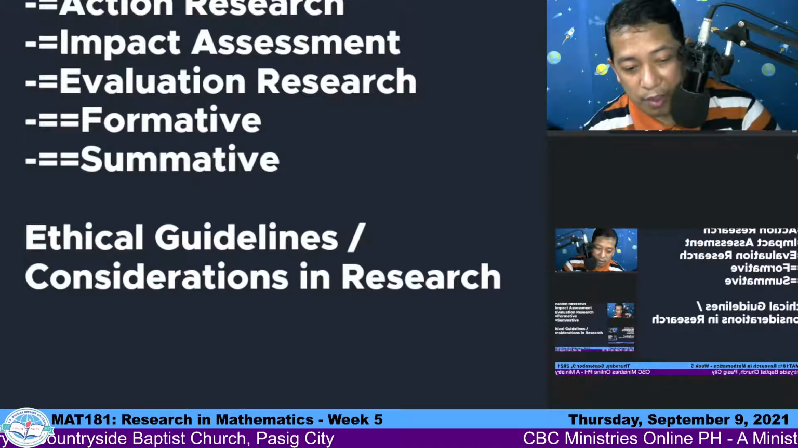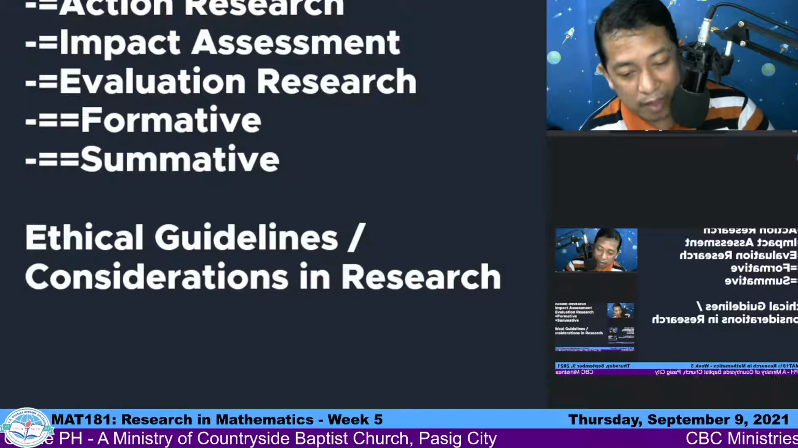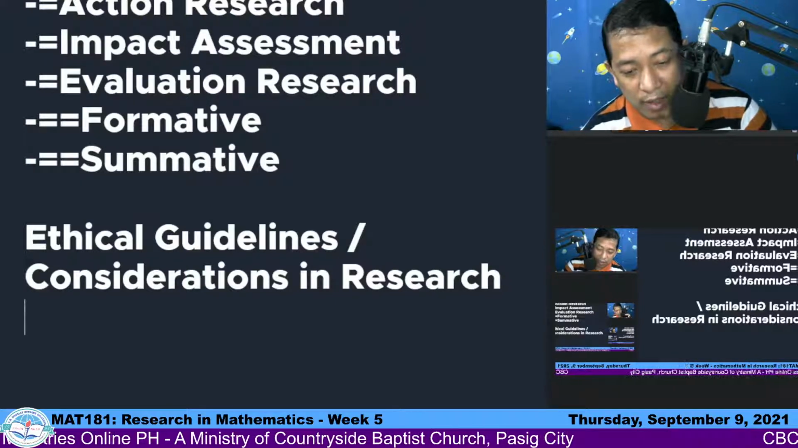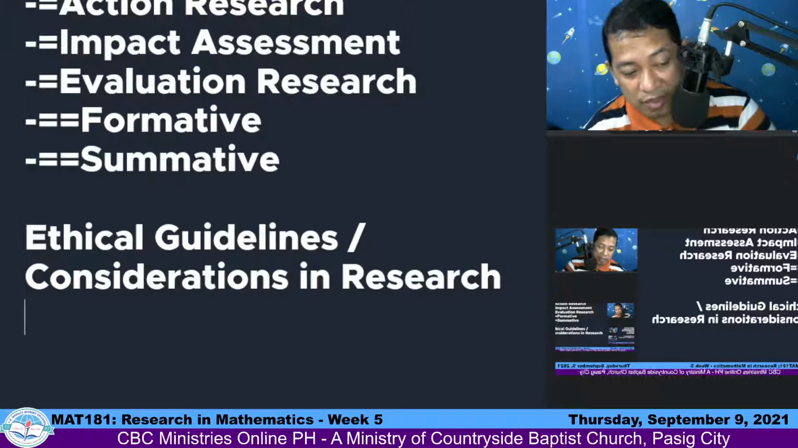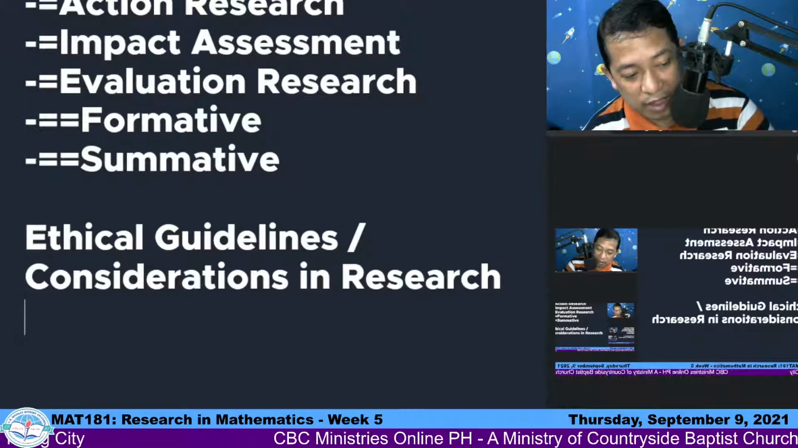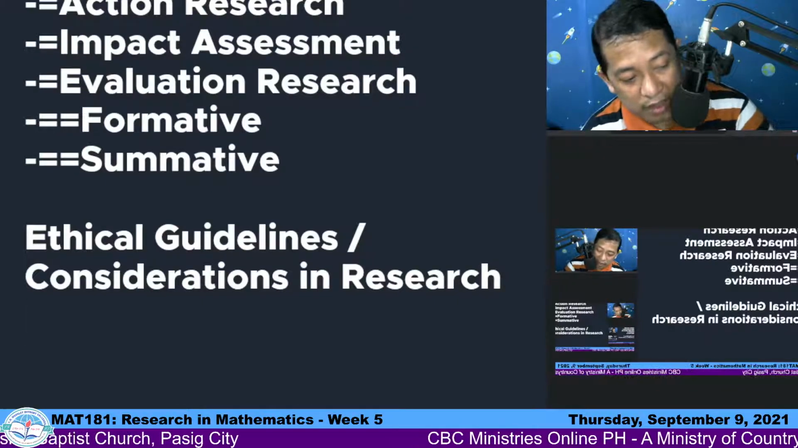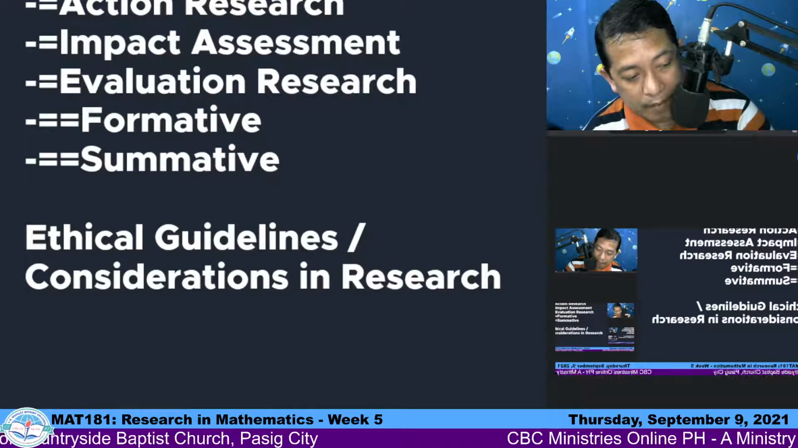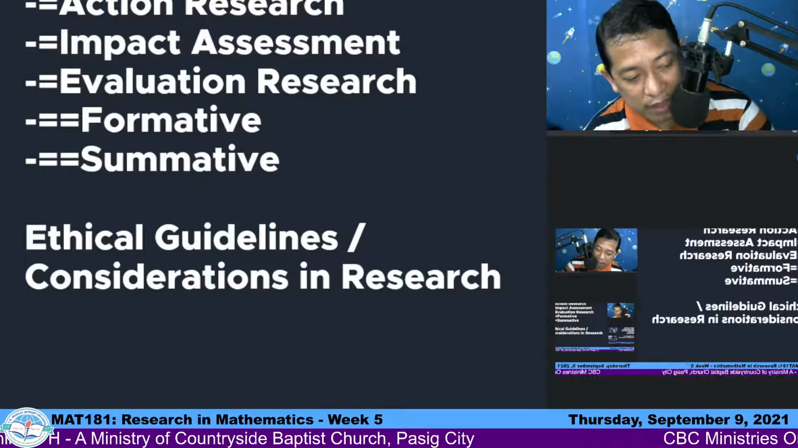So this is an important aspect of research, yung ethical guidelines. Very important that we should have established our professional integrity as far as research is concerned. It becomes at stake when a research is carried out without considering moral issues, particularly moral issues on what ought to be done or what ought not to be done.